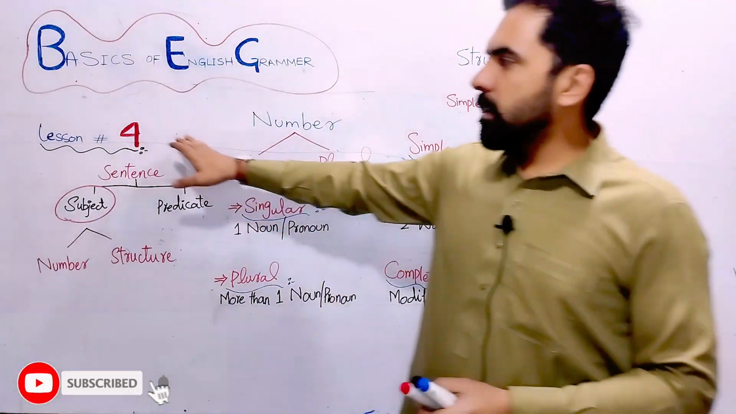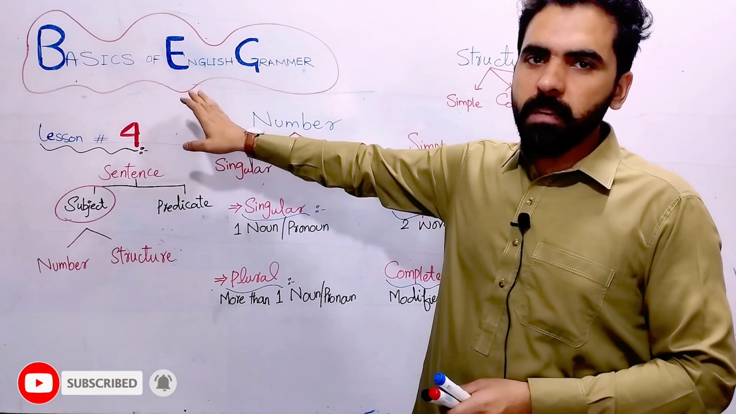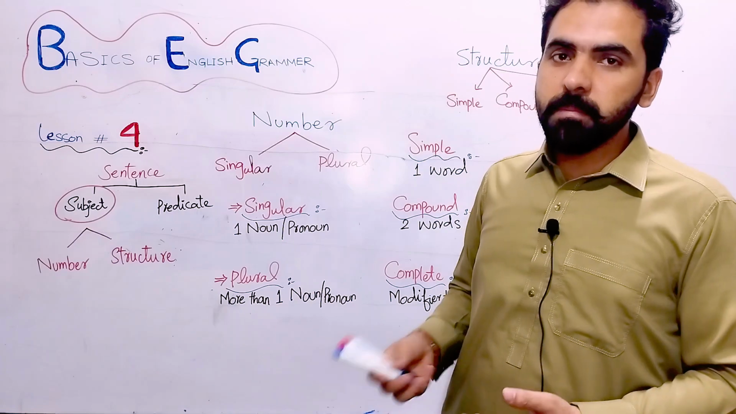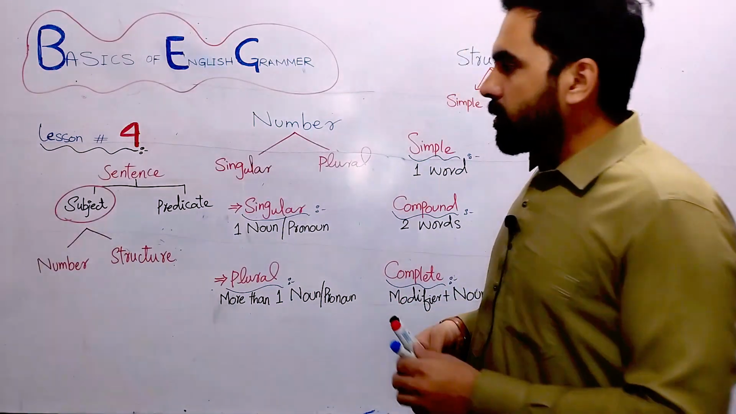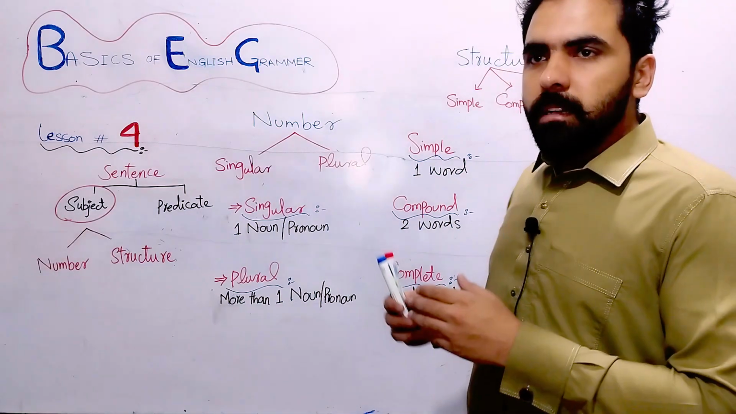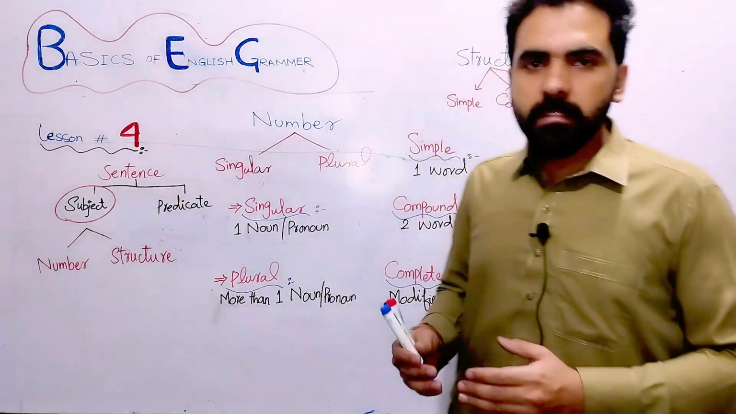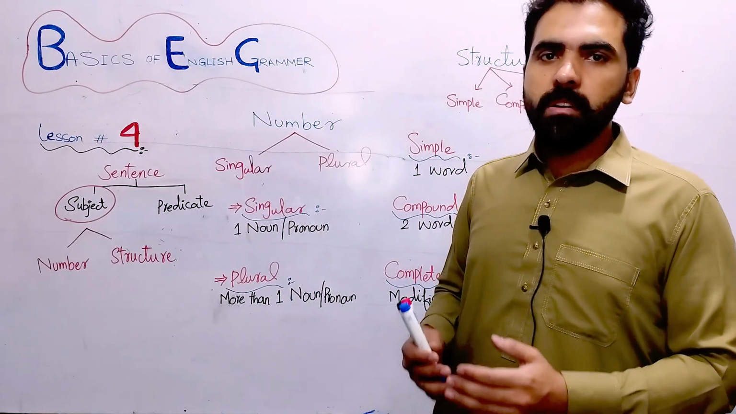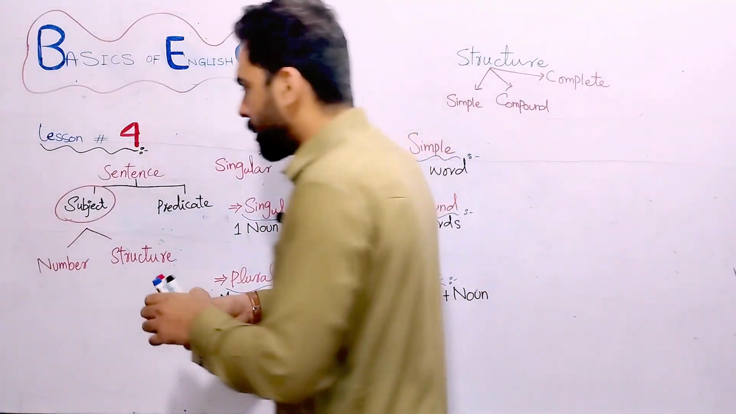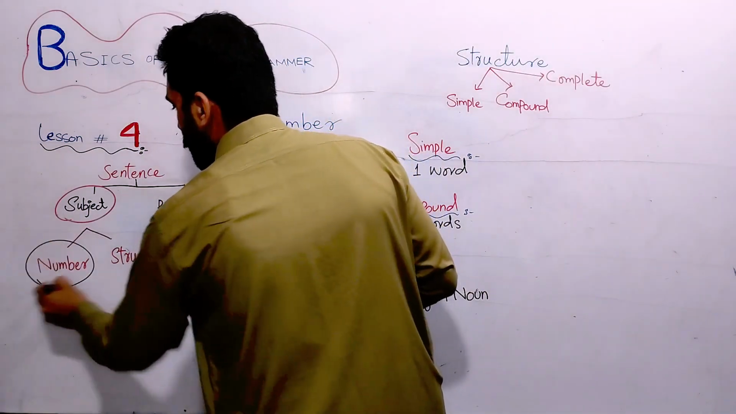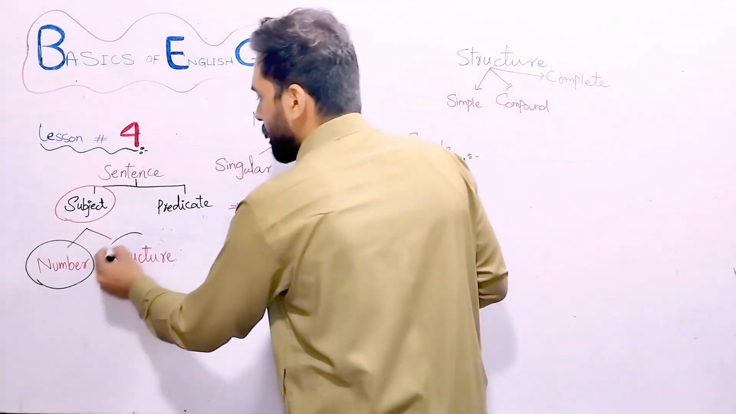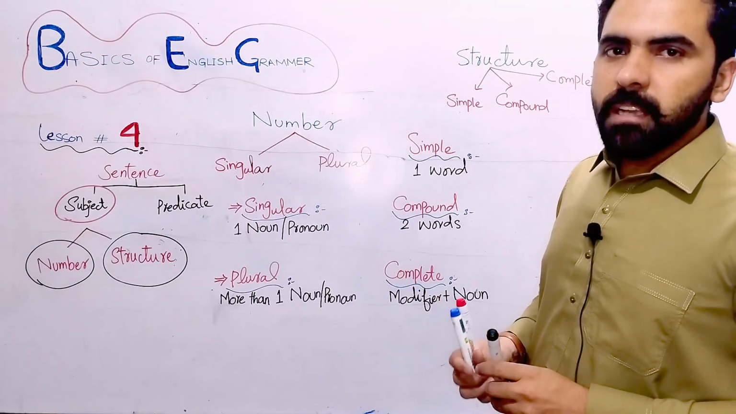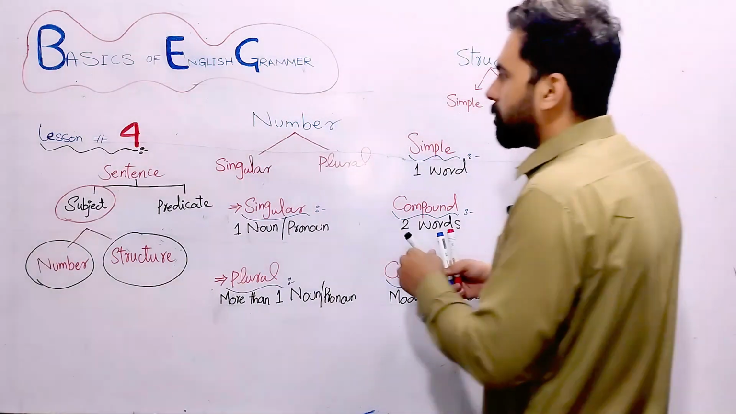Today is our fourth lesson in this series of basics of English grammar. Today again we'll talk about subject. Today's video is about the division of subject. The subject in a sentence is divided on two bases. The first one is that the subject is divided on the basis of number, or the subject can be divided on the basis of structure. In this classification, first of all, we'll talk about number.